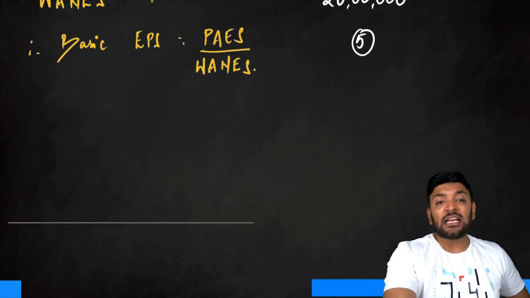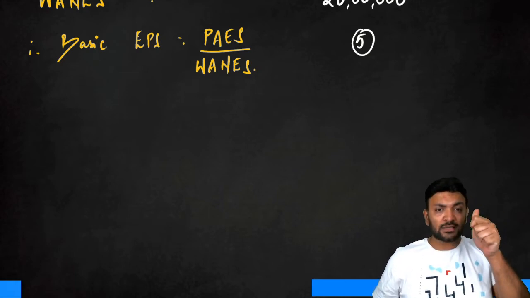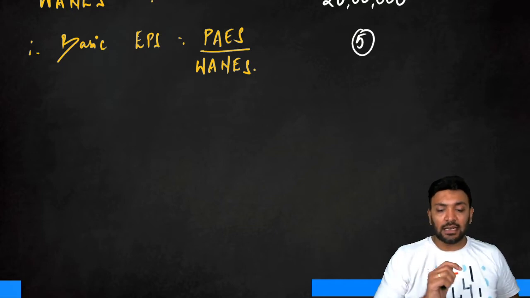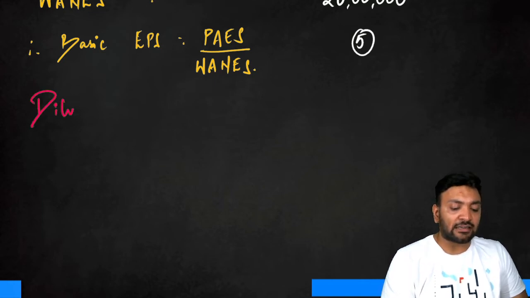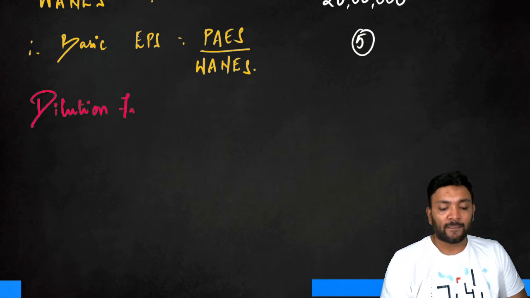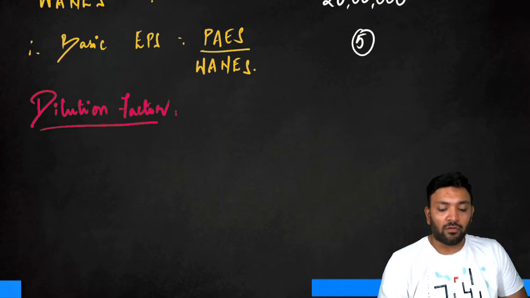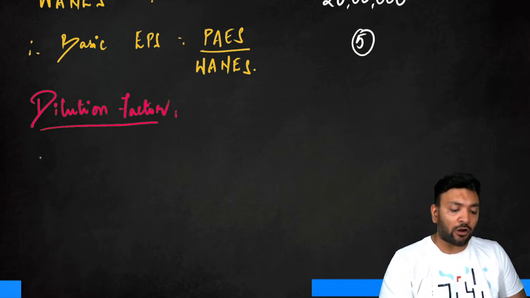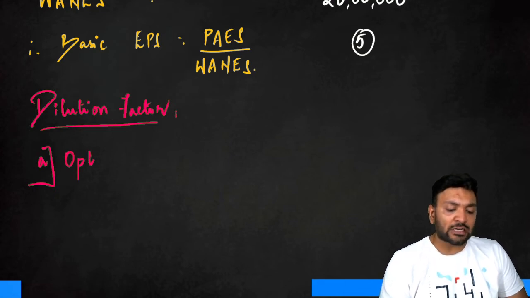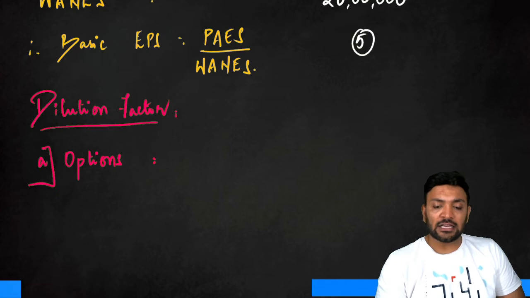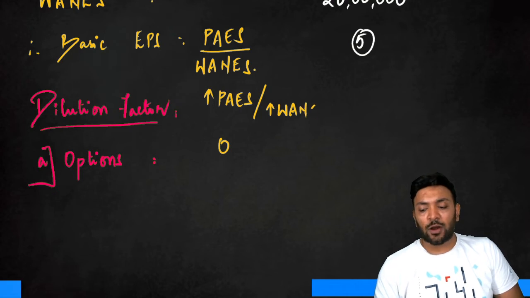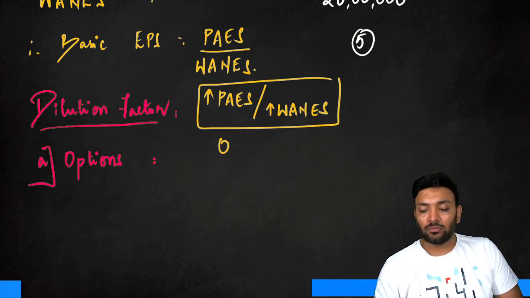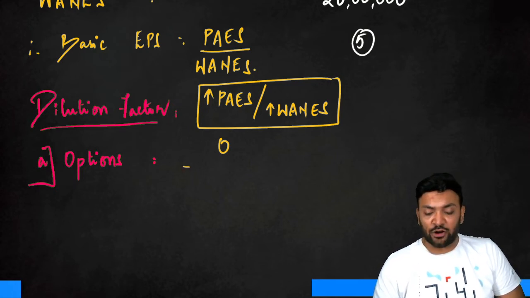Let's look at it. How many potential equity shares did he give in the question? 3: options, convertible preference shares, convertible debentures. Let's see the dilution factors. First, when I'm considering a dilution factor for options, how do I get it? The answer will be 0 increase in PACE. How do you calculate the dilution factor, guys? Increase in PACE divided by increase in VANE's, using this formula. Now, options always have increase in PACE 0, divided by VANE's.